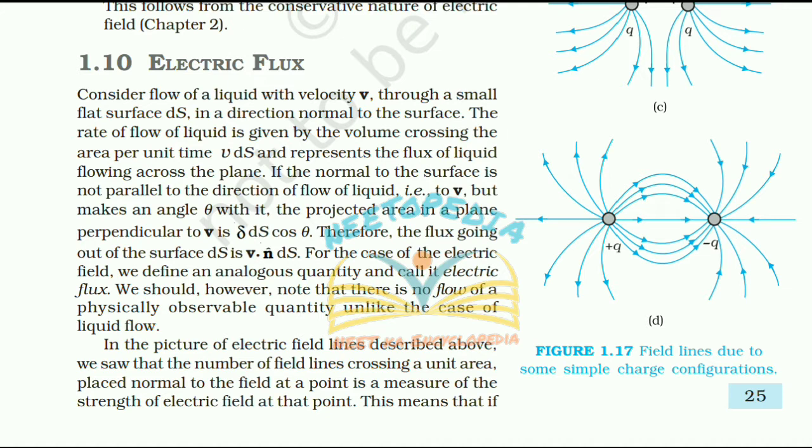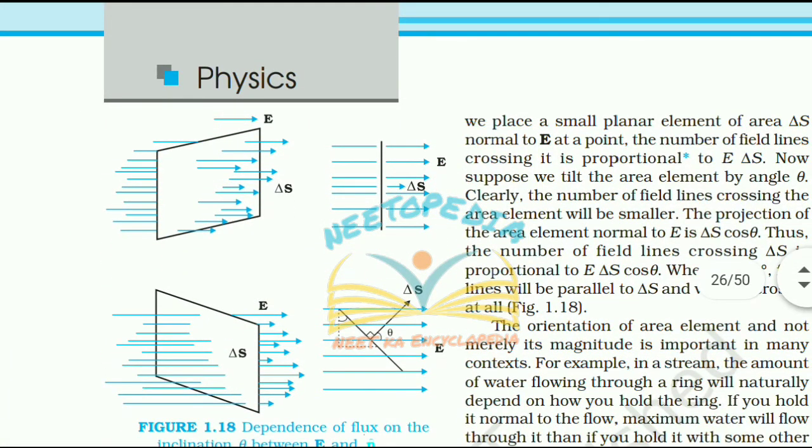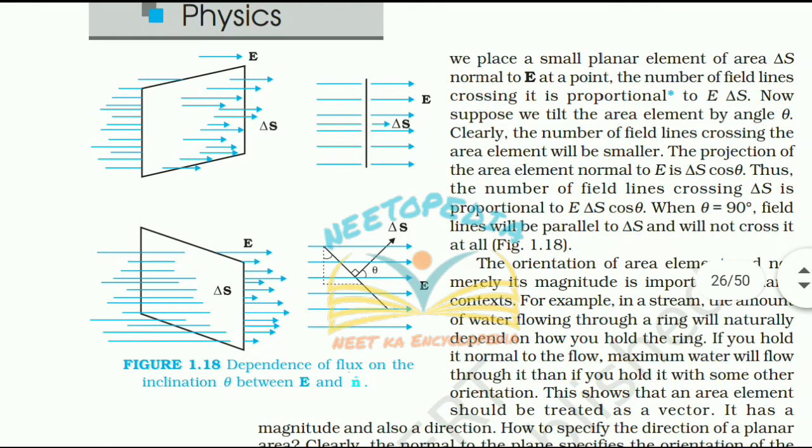For the case of electric field, we define an analogous quantity and call it electric flux. We should, however, note that there is no flow of a physically observable quantity, unlike the case of liquid flow. In the picture of electric field lines described above, we saw that the number of field lines crossing a unit area placed normal to the field at a point is a measure of the strength of electric field at that point. This means that if we place a small planar element of area delta S normal to E at a point, the number of field lines crossing it is proportional to E delta S.